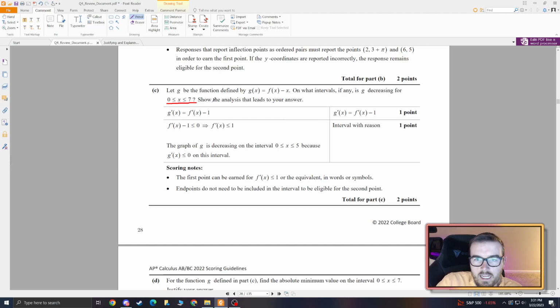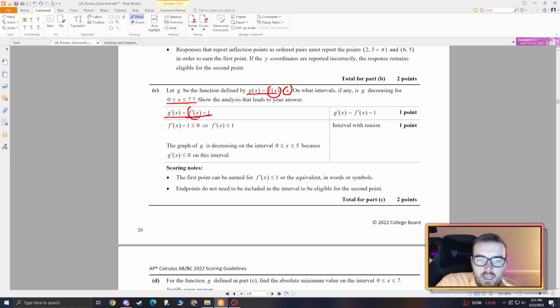That's what this question is asking, right? It doesn't say that, but if you read between the lines, that's what it's asking. On what intervals, if any, is g decreasing? Well, when is g decreasing? When the derivative is less than 0. So what is the derivative of g? Well, you just differentiate. The derivative of f is f prime, and the derivative of x is 1. So hopefully that derivative makes complete sense.